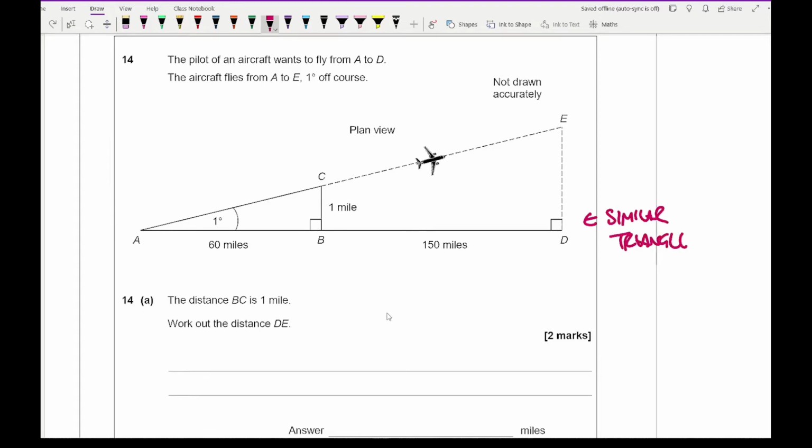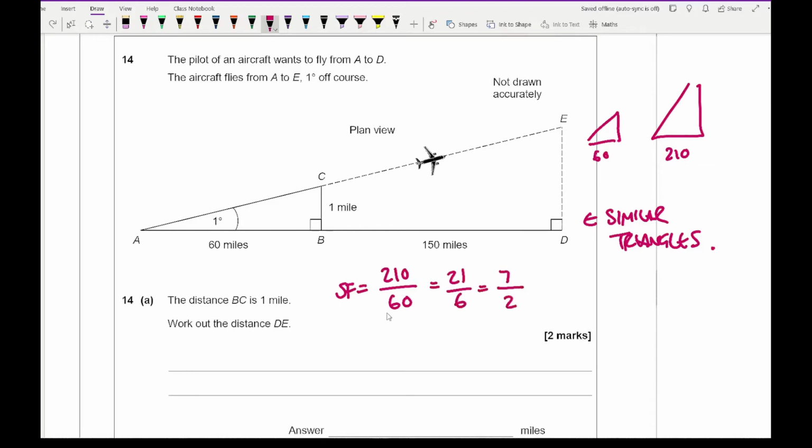And for this, what you then want to do is first of all find the scale factor. So here I've got 2 triangles. One triangle has got a base of 60, the other triangle has got a base of 210. So here the scale factor is going to be 210 over 60, which is 21 over 6, which is 7 over 2, which is 3.5.